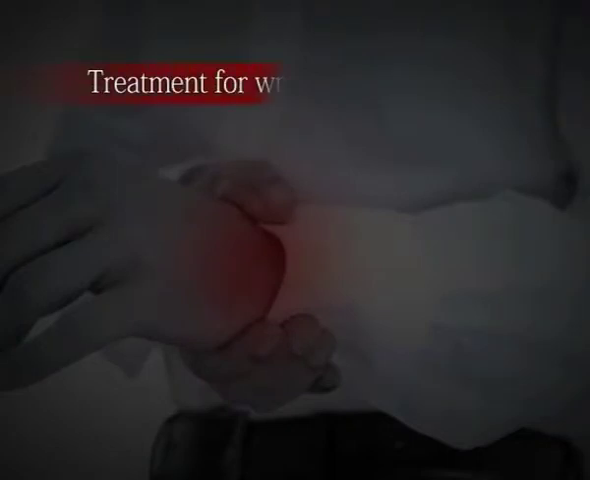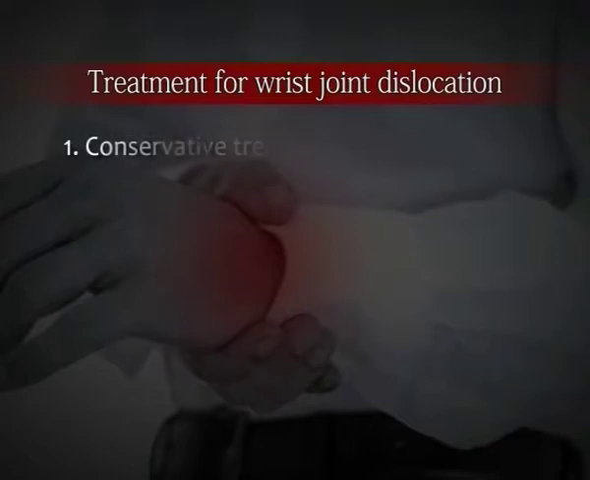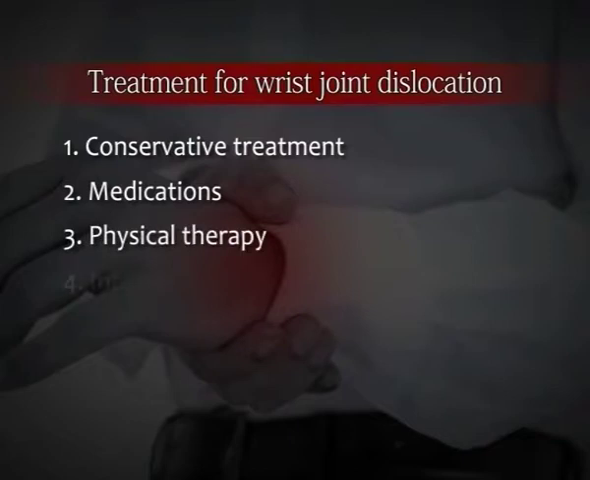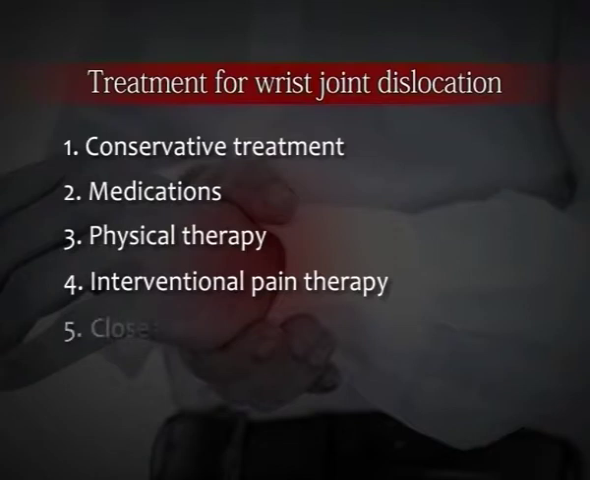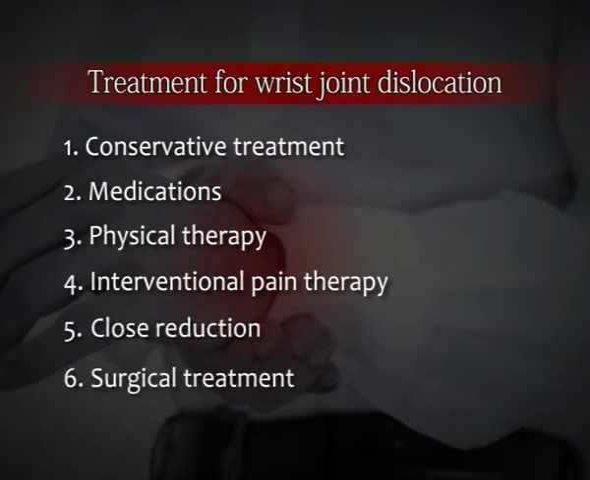Now we have the treatment for wrist joint dislocation. Treatments are: number 1, conservative treatment. Number 2, medication. Number 3, physical therapy. Number 4, interventional pain therapy. Number 5, closed reduction. Number 6, surgical treatment.